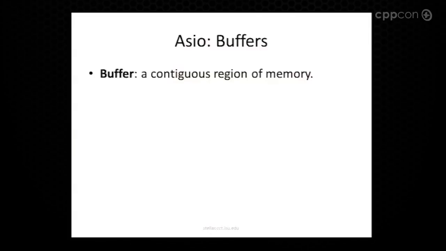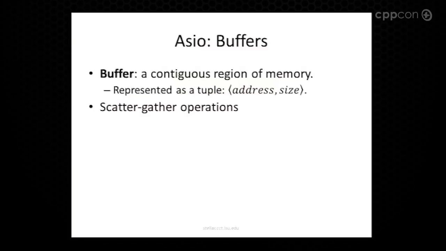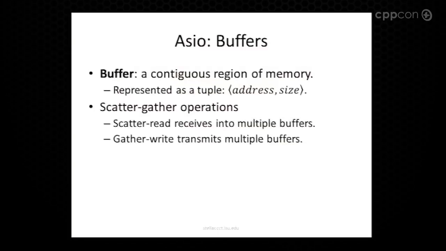All right, so Asio works with buffers. That's your most basic data structure here. There's a couple different types of buffers. A buffer is just a tuple. It represents an address and a size in Asio. So we've got a bunch of different scatter-gather operations. Scatter reads are just reads that read into multiple buffers, and then we've got gather writes that transmit from multiple buffers.